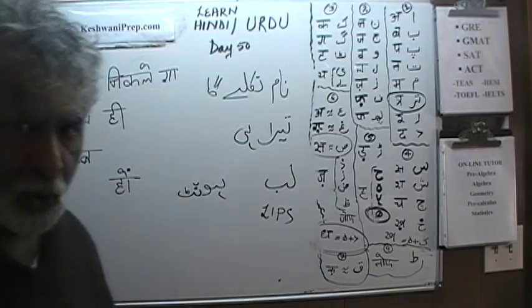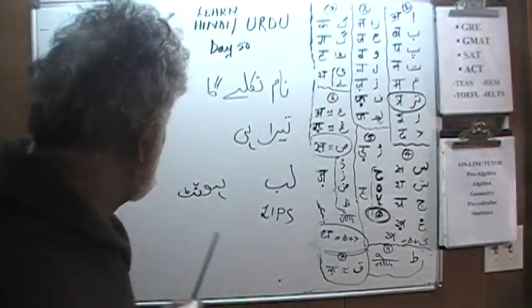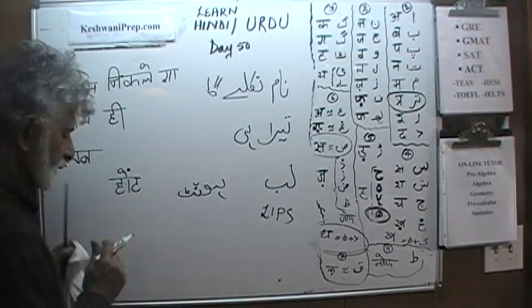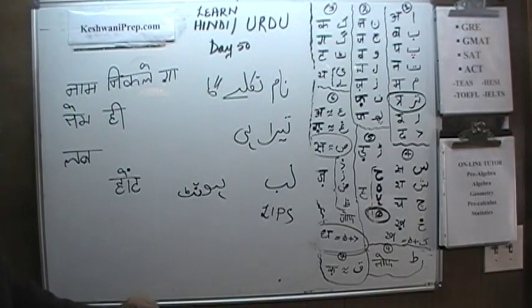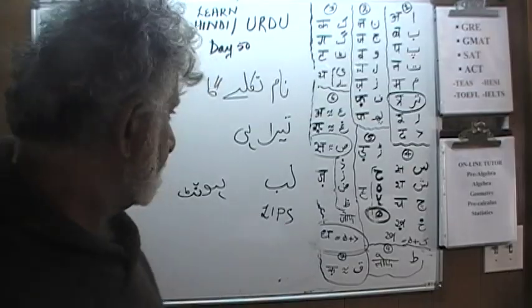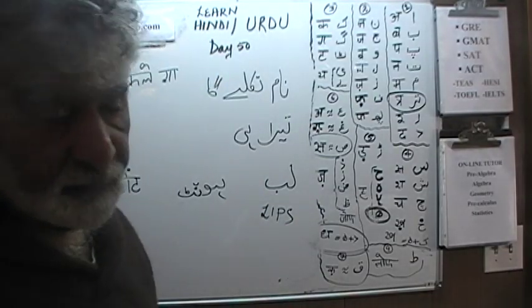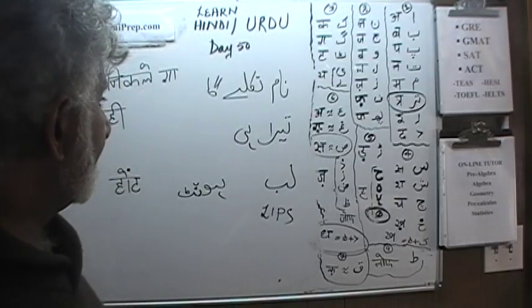And now that reads honth. It no longer reads hon. It reads honth. There you go. Honth means lips. That's what this is. Lab, honth, they're synonyms, as I said. Naam niklega tera hi lab se.